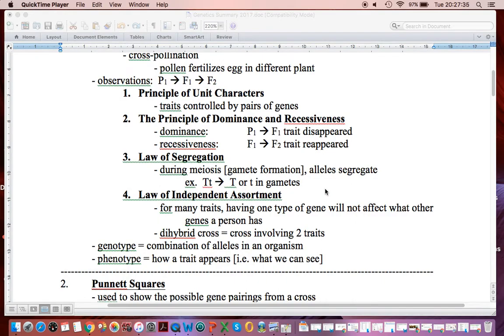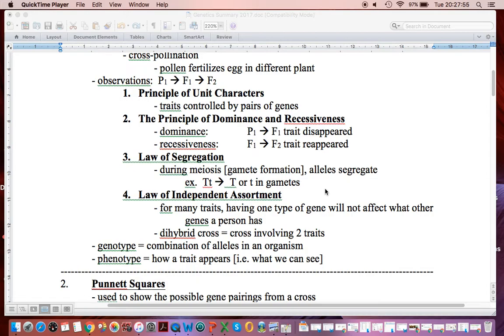Law of segregation just meant during meiosis, the formation of gametes, that when you make gametes, half of the eggs would have one gene and half the eggs would have maybe the same gene or a different gene, but they would segregate during meiosis, and the same for males making the sperm.